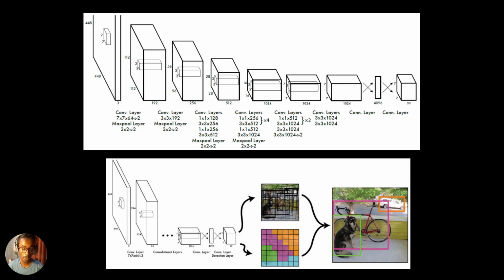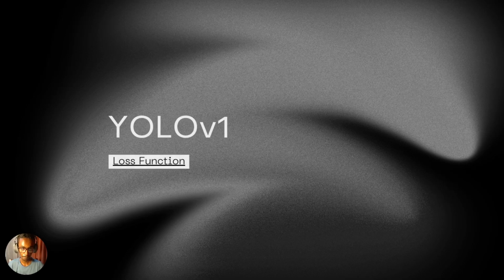layer, which is 4096, and then we reshape that into 7x7x30, which is the output layer that we have seen previously.